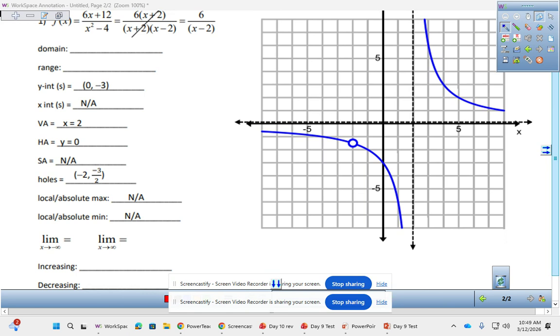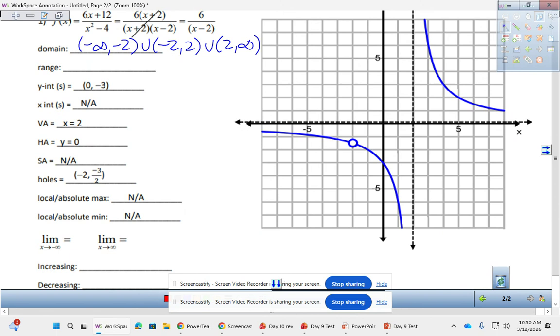So I see that I have both. The vertical asymptote is 2 and the hole is -2. -2 comes first. So I have 2 restrictions, so I'm gonna have 3 intervals. It's just a matter of which of those restrictions comes first. -2 comes before +2, so I put them in that order.